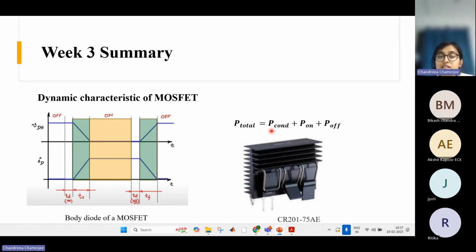So P total is conduction. Whenever there is overlap between voltage and current, there will be loss. Here there is the turn on loss, because current is present and voltage is also present. So turn on loss, here turn off loss, and here conduction loss. The summation of all these losses provides us the total loss of the MOSFET. Okay.